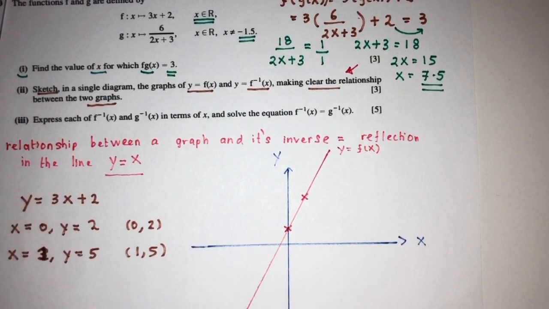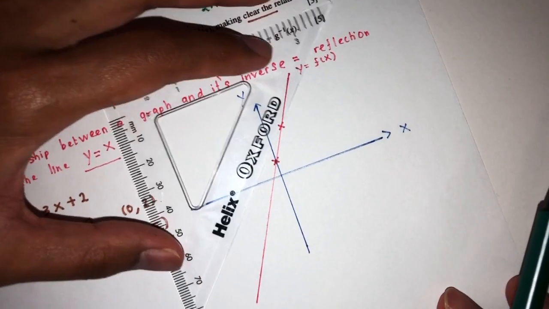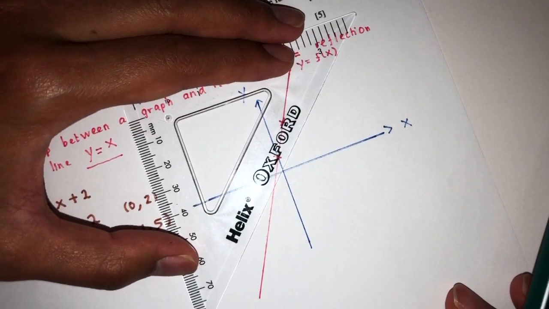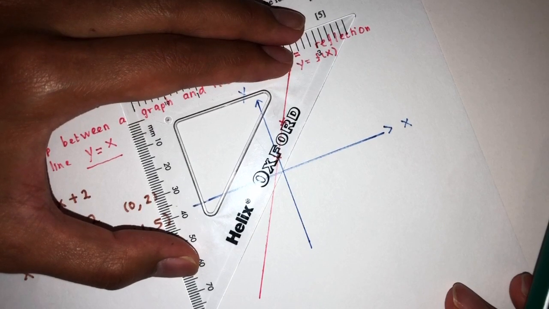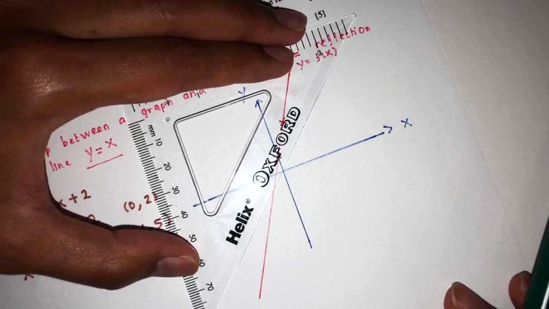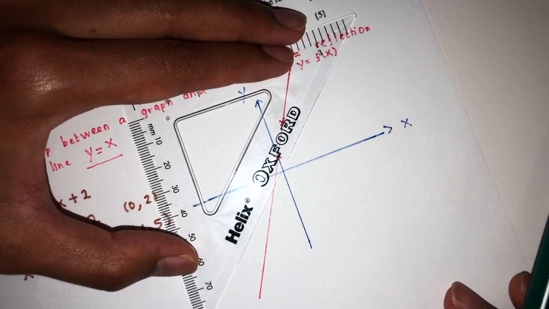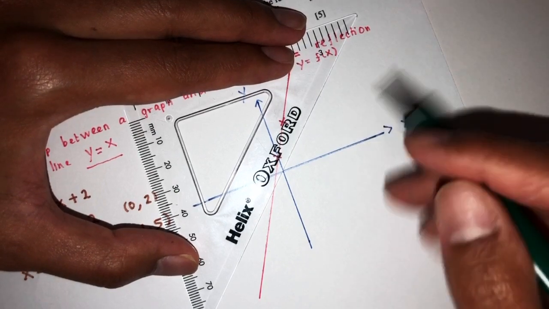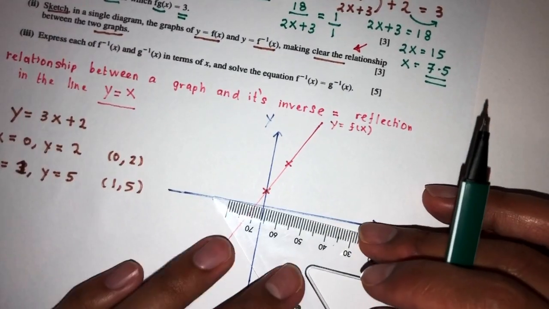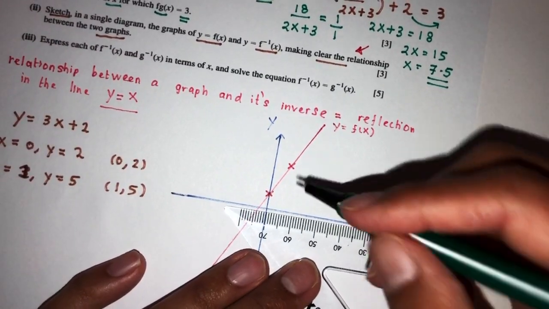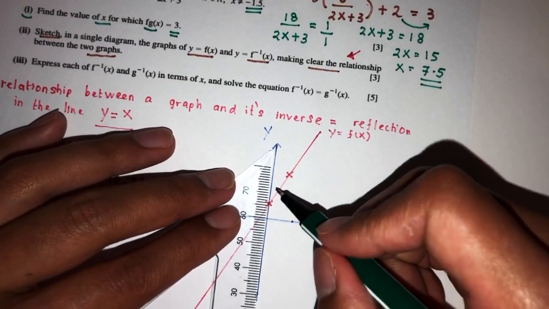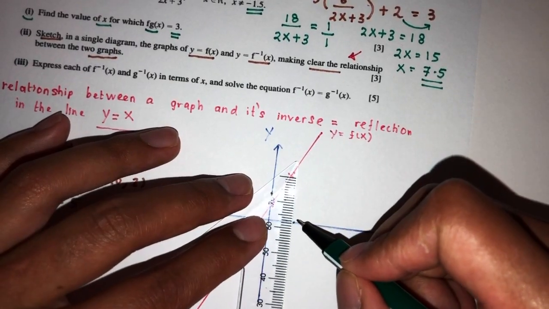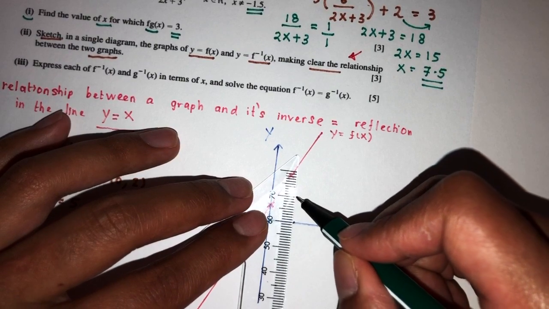Now we understand that there must be a reflection in the line y equal to x. This is the relationship that we always have to show when we sketch a graph and its inverse. So let's try our best to draw this one. Or you can always just mark this. For example, I can mark 1 here and 1 here, so I know that it will be exactly as required. So it should be somewhere over here.